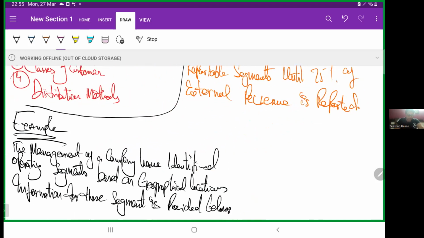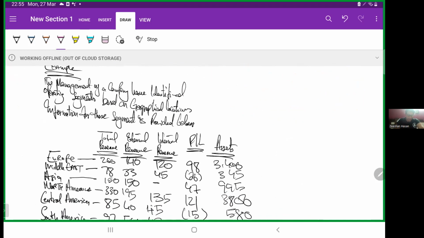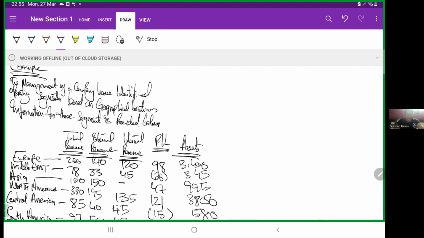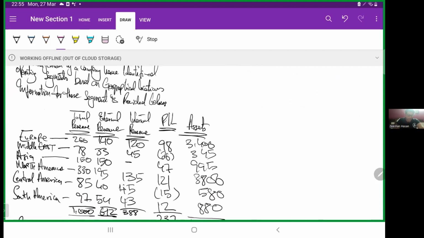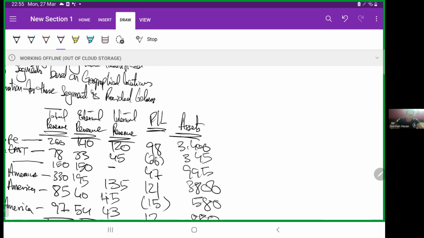Cool, so far so good. Now the management of a company has identified operating segments based on geographical location. Information for these segments is provided below. As you can see, total revenue, external revenue, internal revenue, profit or loss, and assets. For Europe, total revenues 260, external revenues 140, internal revenues 120, profit is 98, assets are 3400.